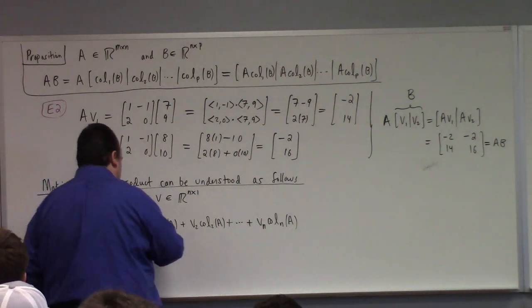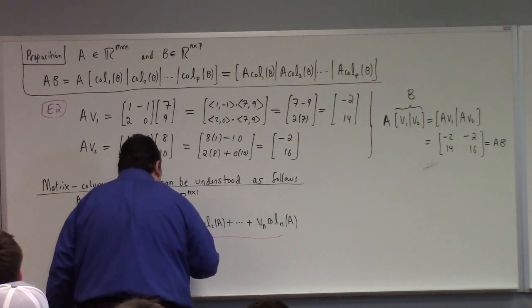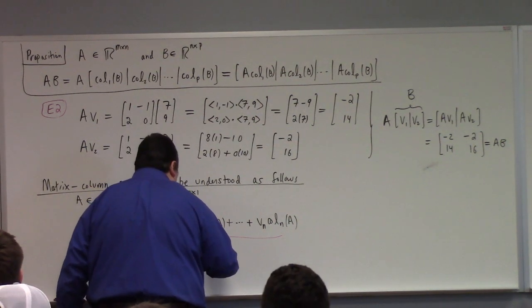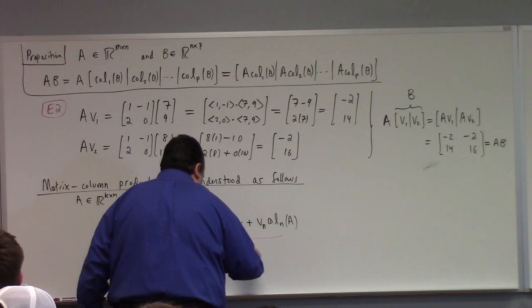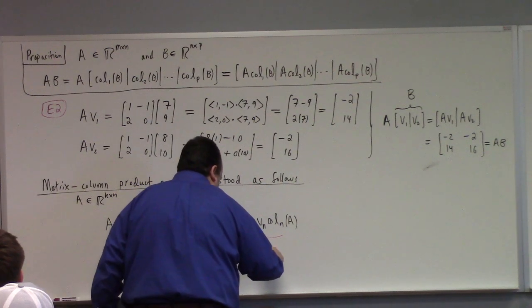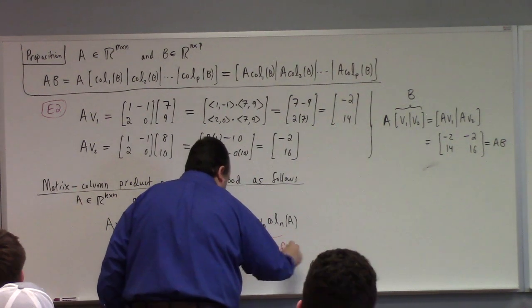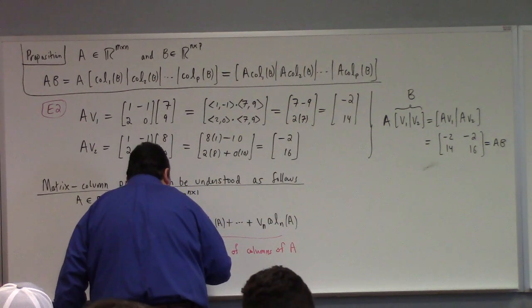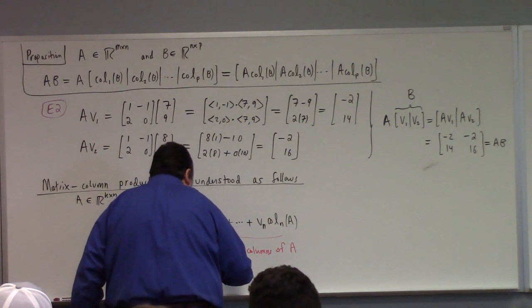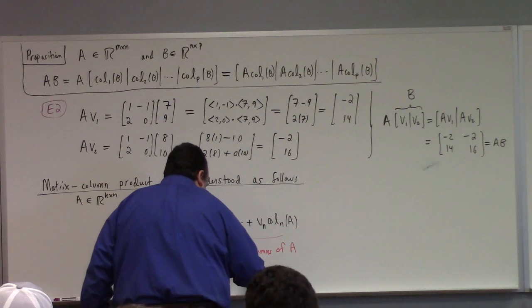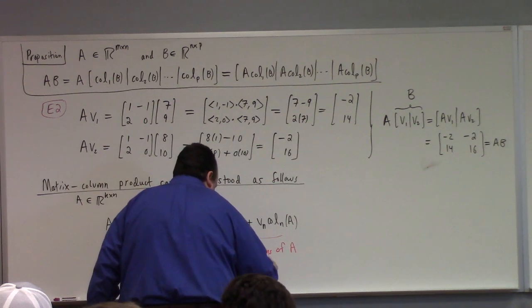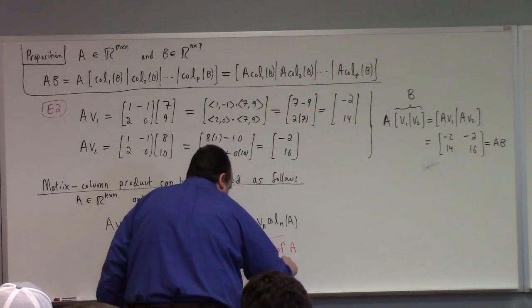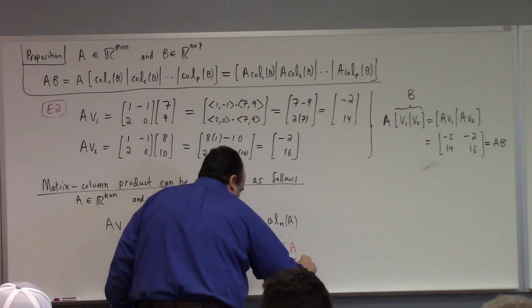This is a linear combination of columns of A with weights, or if you like, coefficients taken from V.